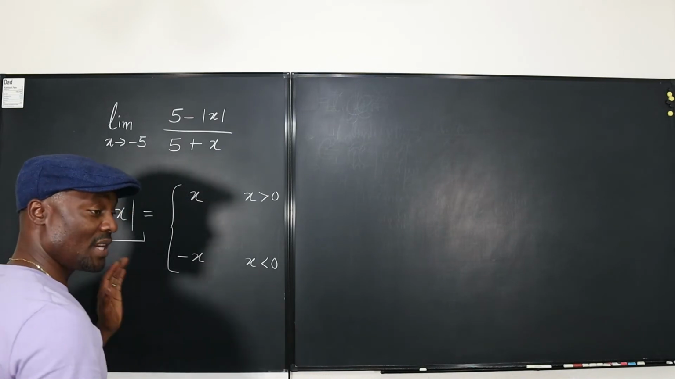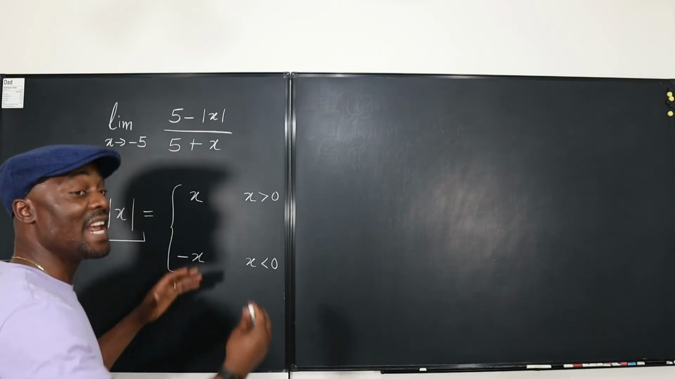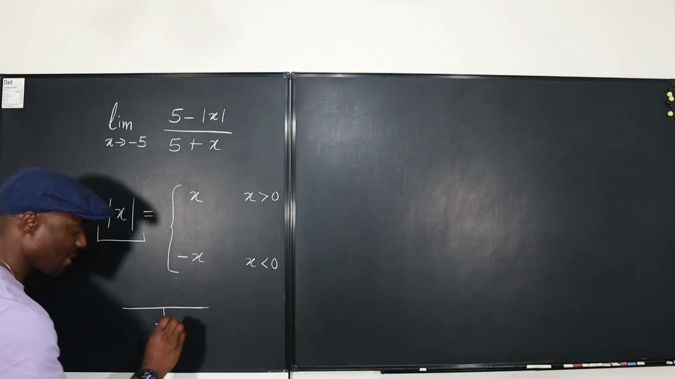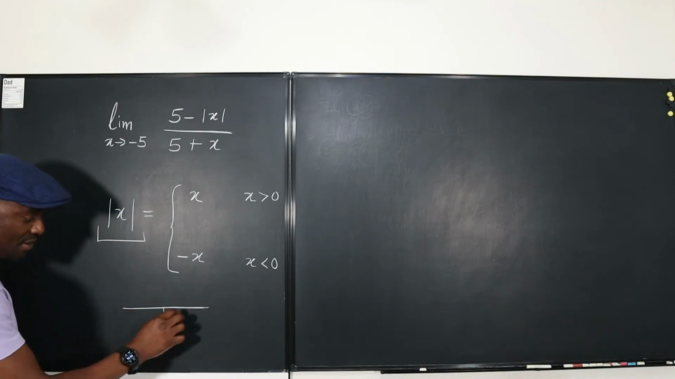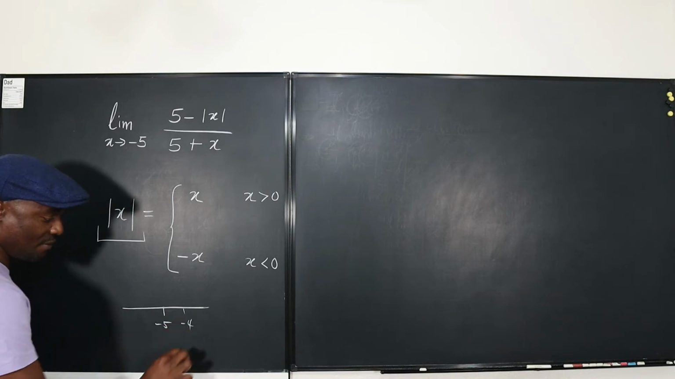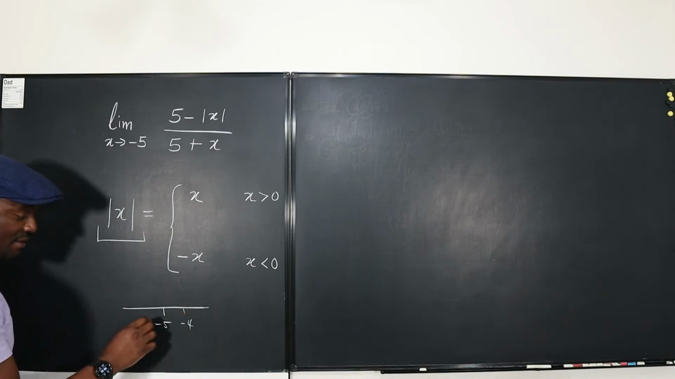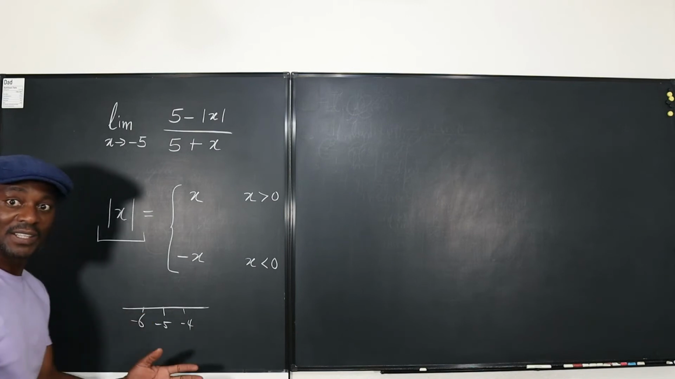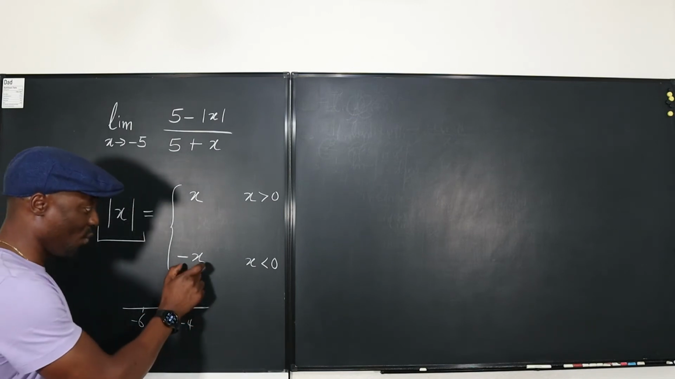So whether it's approaching negative 5 from the left or from the right, it's a negative number. Look at the number line. When x is approaching negative 5 from here, it's definitely coming from negative 4, so it's coming from the right. If it's approaching negative 5 from the left, it's coming from negative 6. So it's still a negative number. So this is what you're dealing with.